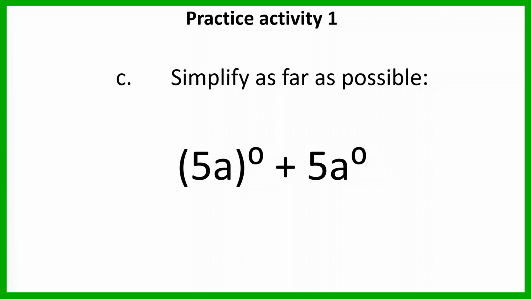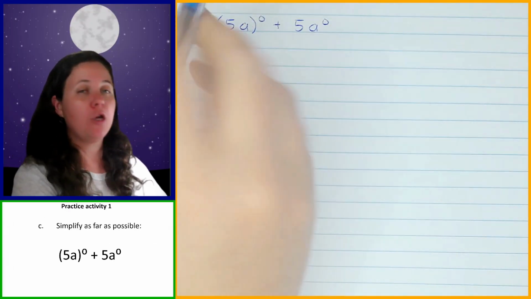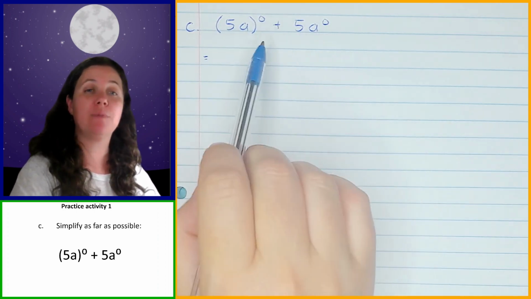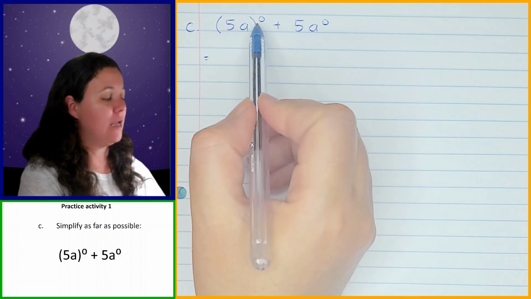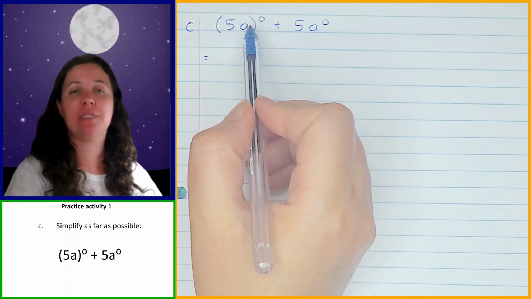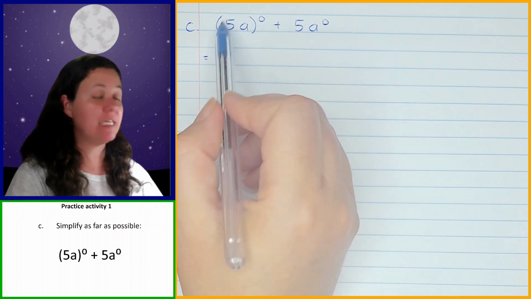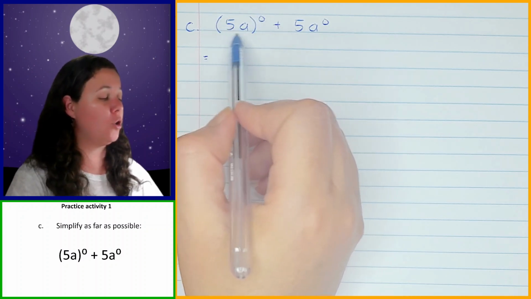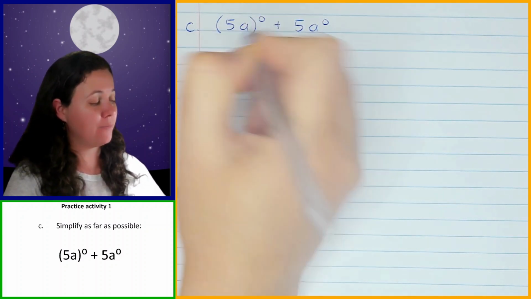Okay, so let's go through that question quickly. So with this one over here, you have to be careful because you have to treat them differently because of these brackets over here that aren't over there. So over here, remember anything to the power of 0 is 1. So over here, my base is 5a. So this whole thing is to the power of 0. So the whole thing is going to change to 1.